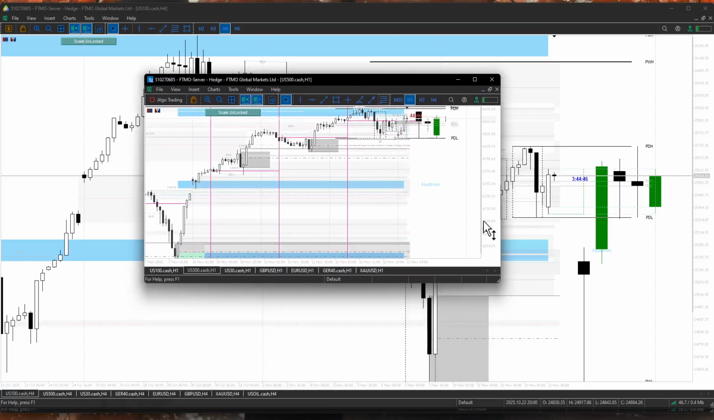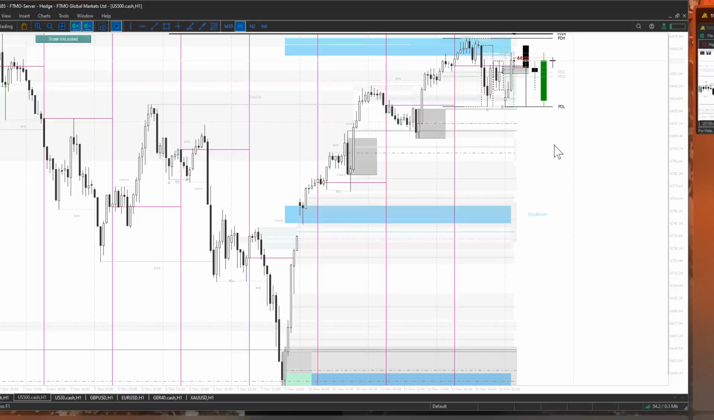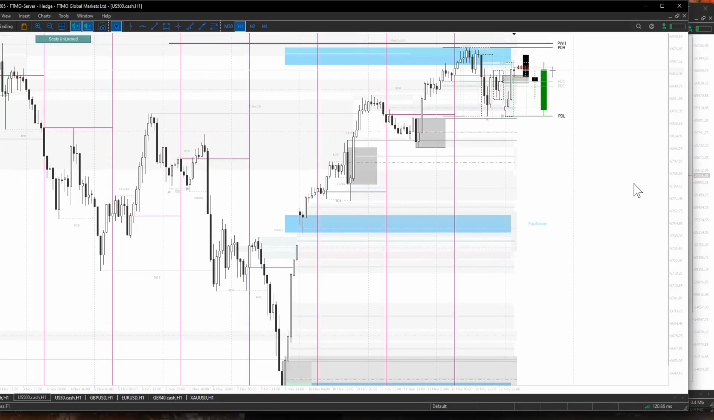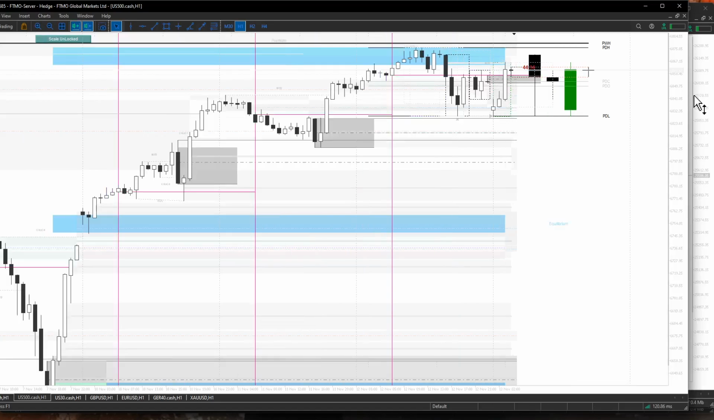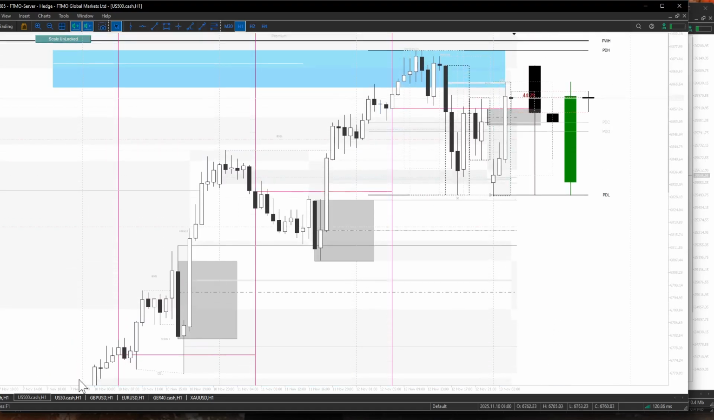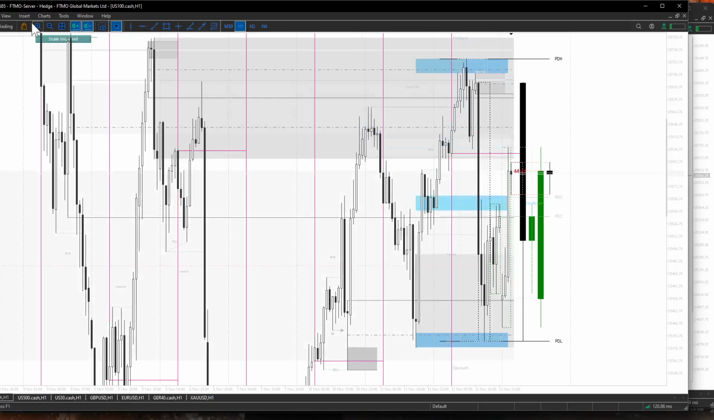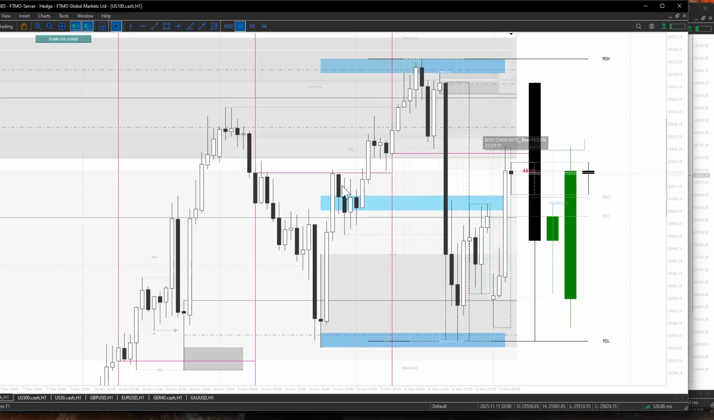On the 1 hour time frame, this is what we look like. So on the 1 hour time frame, let me zoom in on this a bit. See where we opened, right around here.